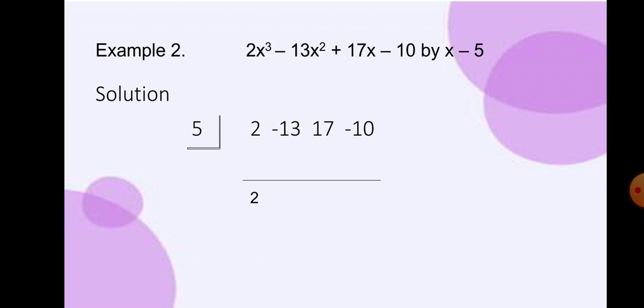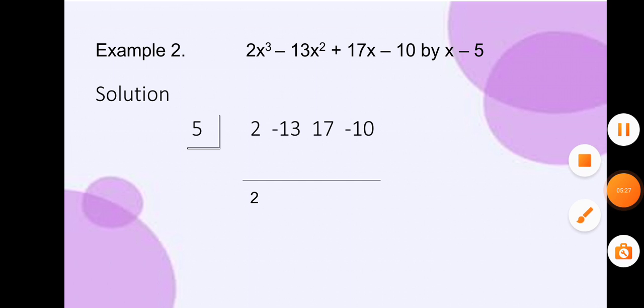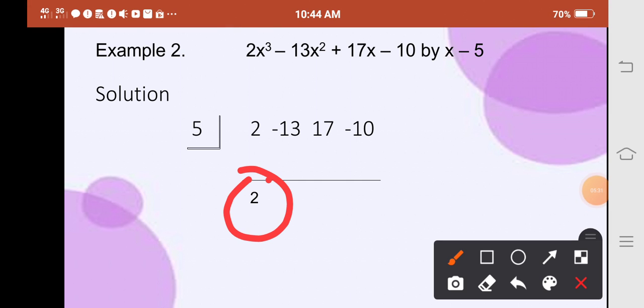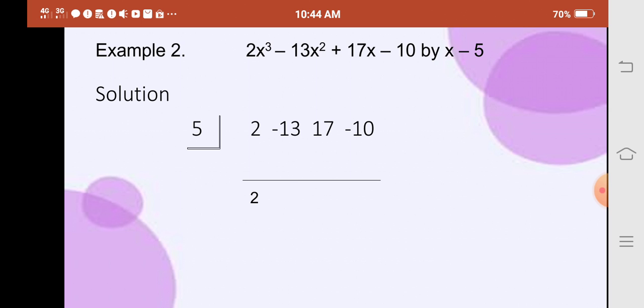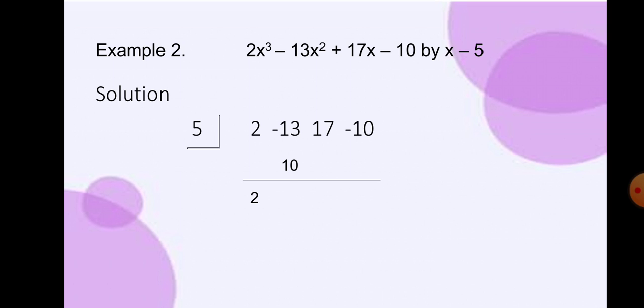The fourth step is to multiply the leading coefficient, positive 2, by our r, which is 5. So positive 2 times positive 5 equals 10. Then add that 10 to our second coefficient, which is negative 13. So the sum will be negative 3. And negative 3 multiplied by positive 5, the product will be negative 15. Add this negative product to our third coefficient, which is 17. So the sum will be positive 2.